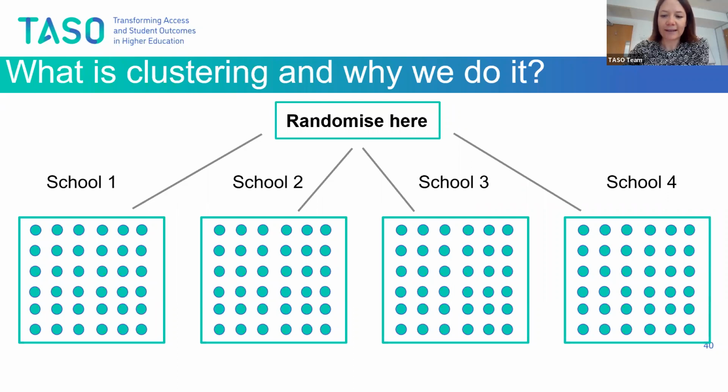Although we're randomizing at the school level, we still measure at the individual level. So we still look at the impact on the individual, so perhaps on attainment or well-being or quality of education. So we're changing the unit of randomization from individual to the cluster, whatever that cluster is, and in our scenario now, it's just schools.